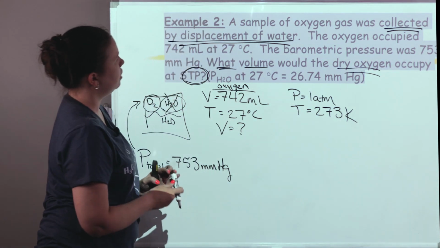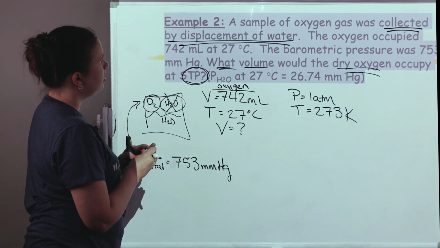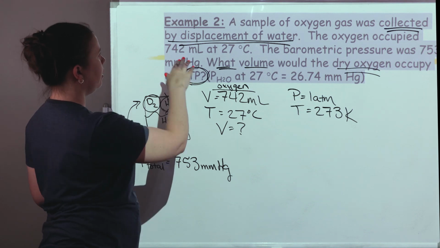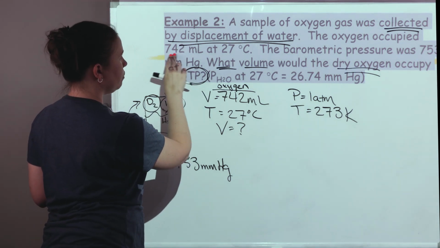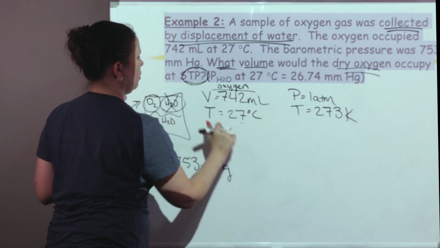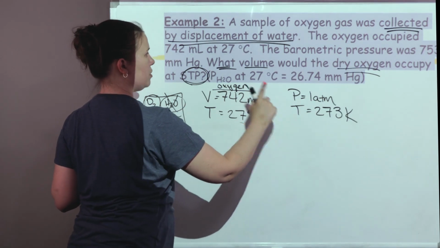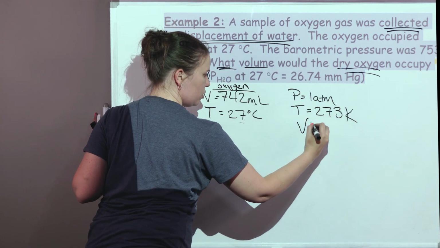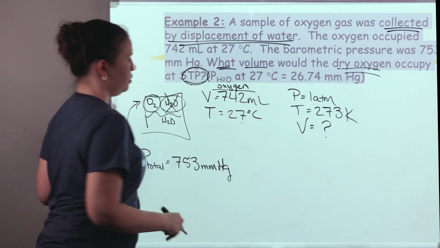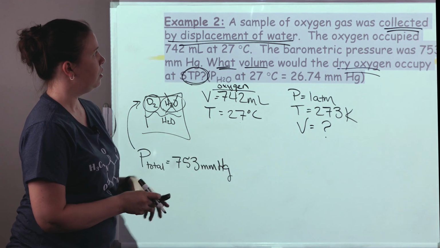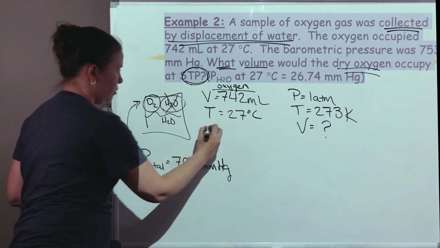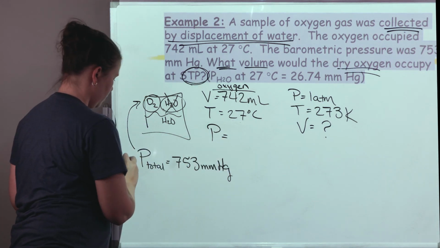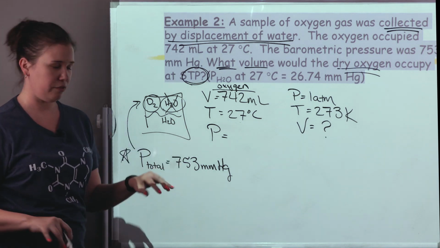So, a sample was collected, the oxygen occupied, but looks like I missed. We've got the volume, which was given here. The question is asking what volume would it occupy at STP. The V question mark actually goes with this set. Sorry if that confused you. And the pressure that I'm missing here is this problem. So just to clarify, sorry about that.